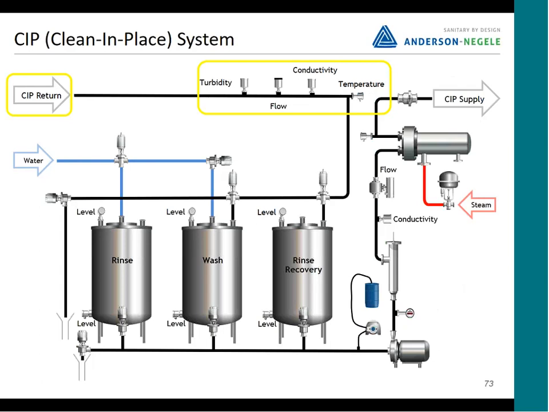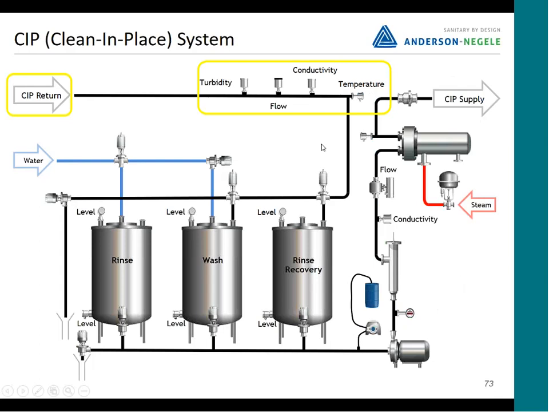When we send hot water out, we send chemical out, we send flow out. We don't know that everything that we're washing is truly seeing that flow rate, that temperature, that chemical concentration if we don't also measure it on the return side. We need to see it coming back. So we're going to put instruments on the return side of the CIP to ensure that everything that we sent out has fully had a chance to do its job out there in what we're washing.